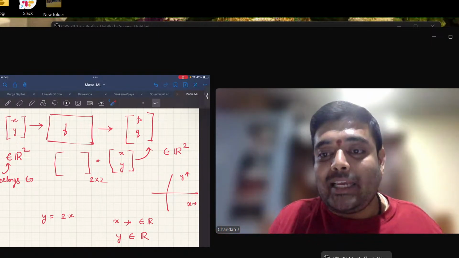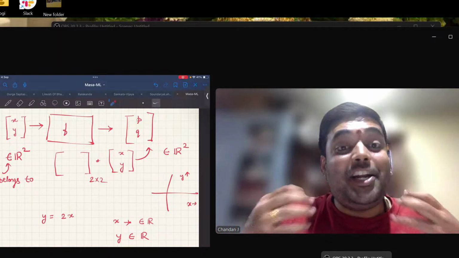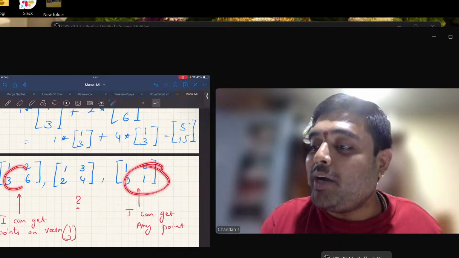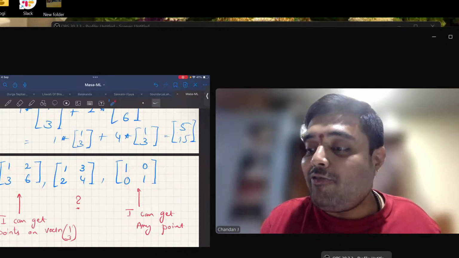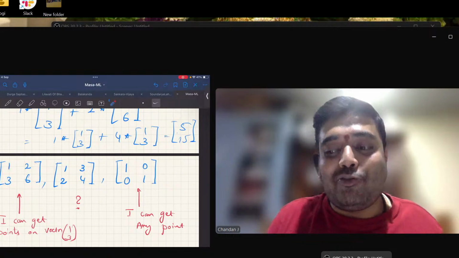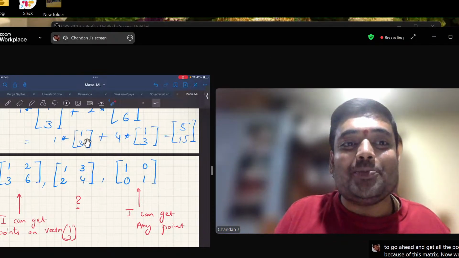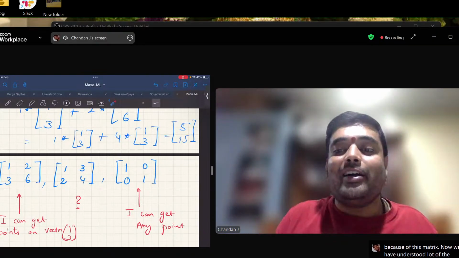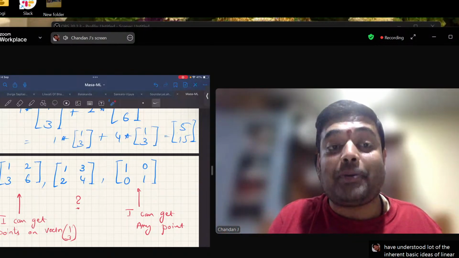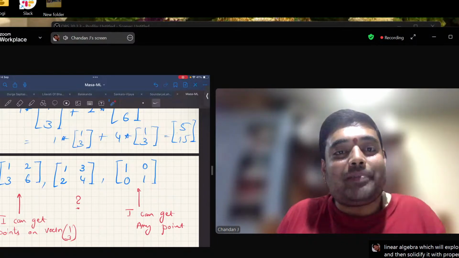Basically, we have understood so many things intuitively, that there is a difference between this matrix and this matrix. What is this matrix? Why are we not able to get all the points because of this matrix? We have understood a lot of the inherent basic ideas of linear algebra, which we will explore and solidify with proper representations and equations. I'll conclude at this point.